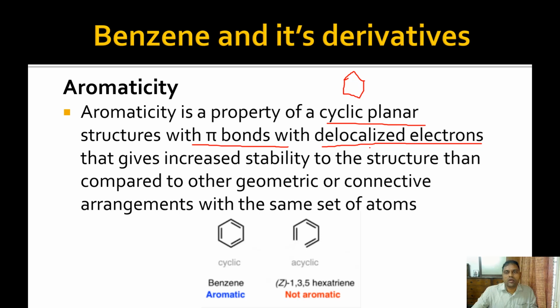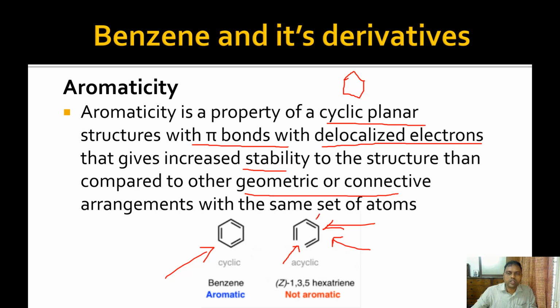Like I said, the electrons won't stay in one place. They revolve over the ring. They move from one atom to another atom in their orbital, and this gives stability to the ring, right? If you compare with other geometric structures with the same set of atoms, like here, this is cyclic and this is acyclic. This is not aromatic because it is not cyclic. So the structure should be cyclic, right?